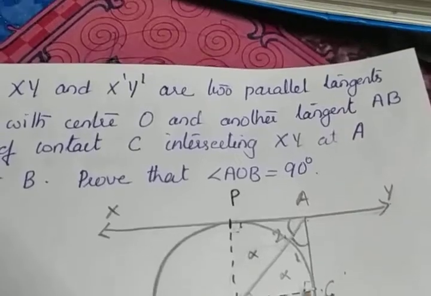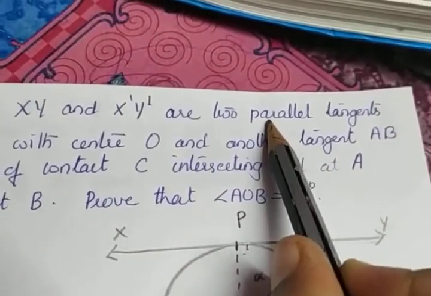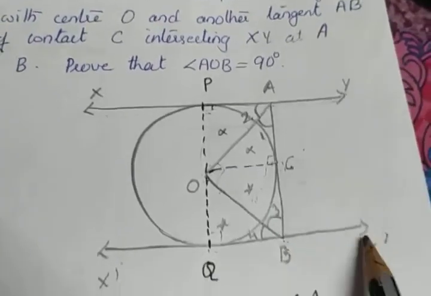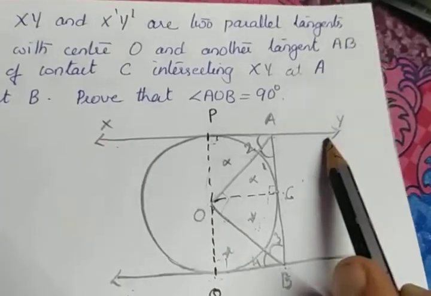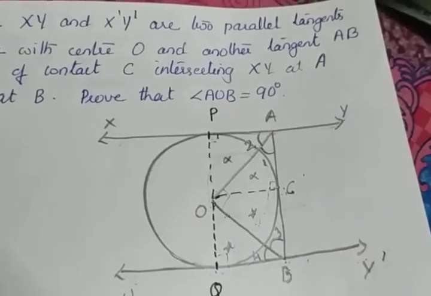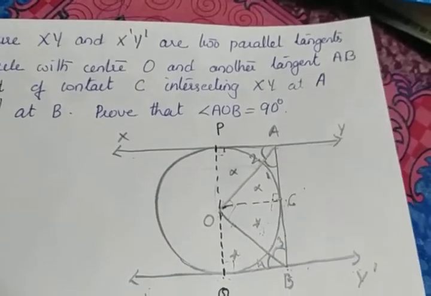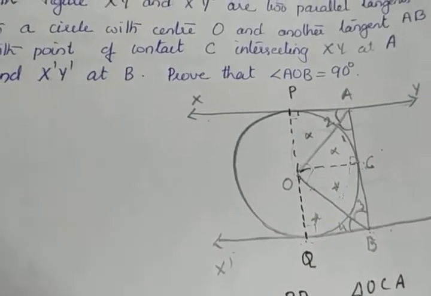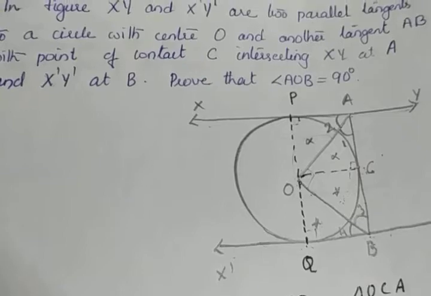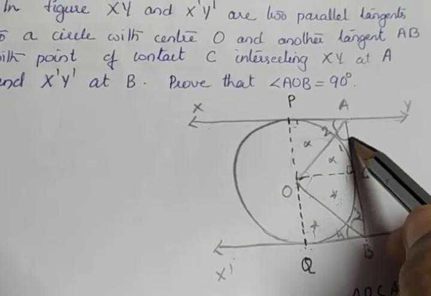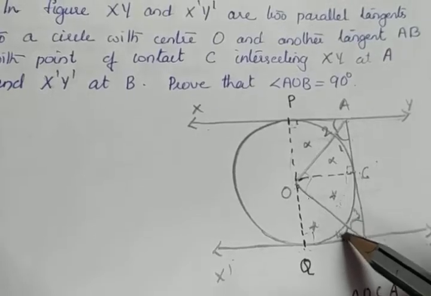Again, one condition was given, we didn't take that. The condition given is they are parallel tangents. Which are parallel? XY and X dash Y dash are parallel. If XY and X dash Y dash are parallel, what about this AB? AB will be acting as a transversal. Then can you say what is angle PAC plus angle QBC? PAC means this full angle, isn't it? QBC means this full angle.